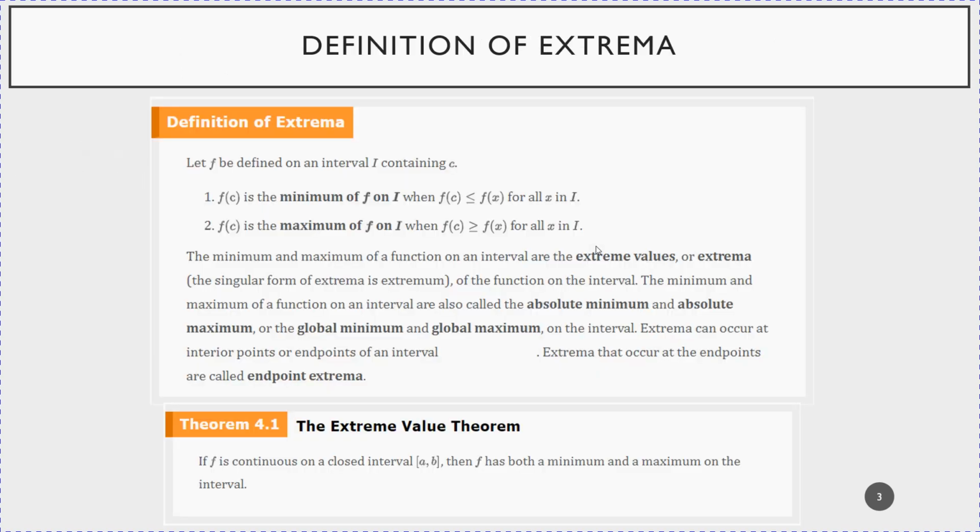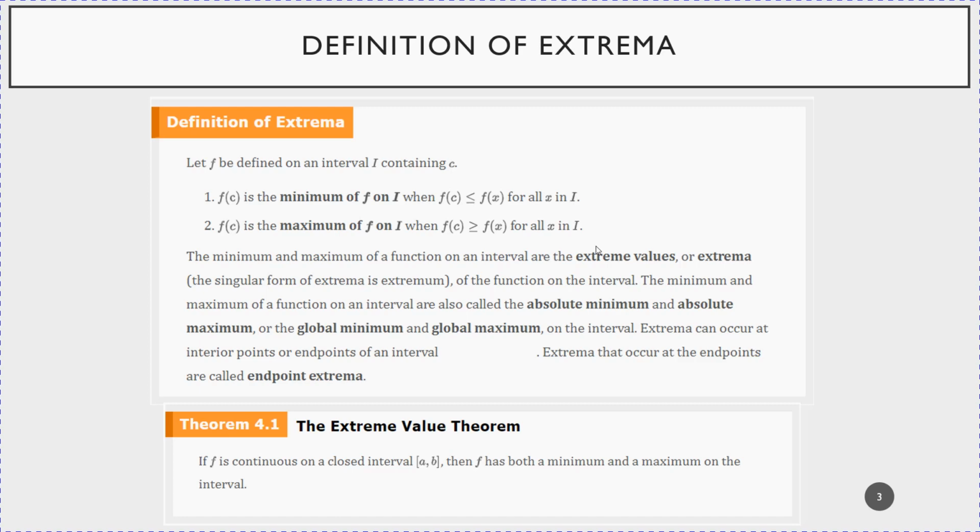Okay, so let's start with the definition of extrema. Let f be defined on an interval containing some value c. So we have this function f, and it's defined on some interval from a to b, and c is somewhere between a and b. f of c is a minimum of the function f on the interval I when f of c is less than or equal to f of x for all x in I. Think about what this means: you're going to look at the graph of the function, and you'll see this in the first example, and we're going to look at where the minimum value of the function is.